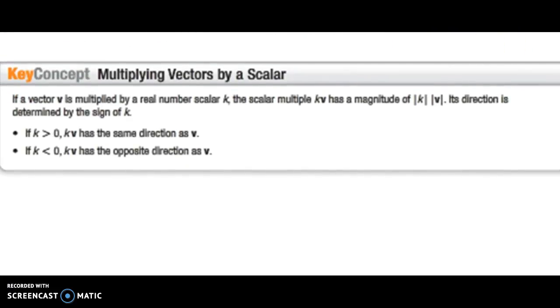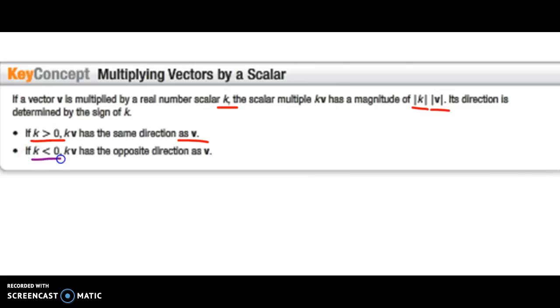Similarly, we can take some scalar amount, let's say it's some number k, and multiply that k by my vector v. Now, that value k can change the direction of my vector v. If k is greater than 0, meaning it's a positive number, I multiply that positive number by my vector to find the magnitude, and the direction remains the same. Positive numbers, directions are the same.